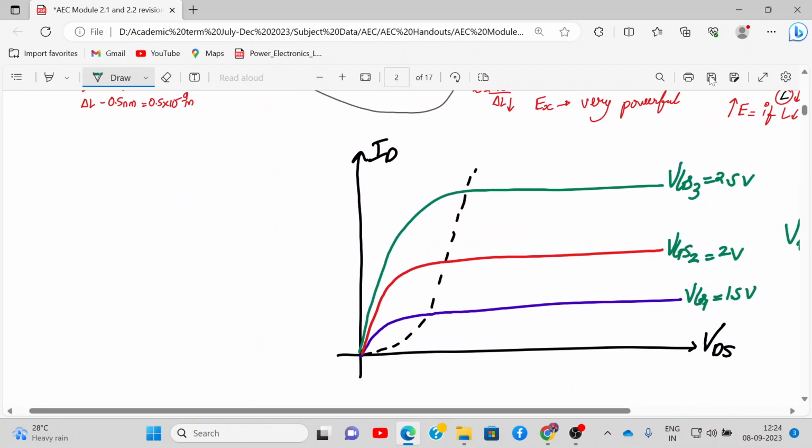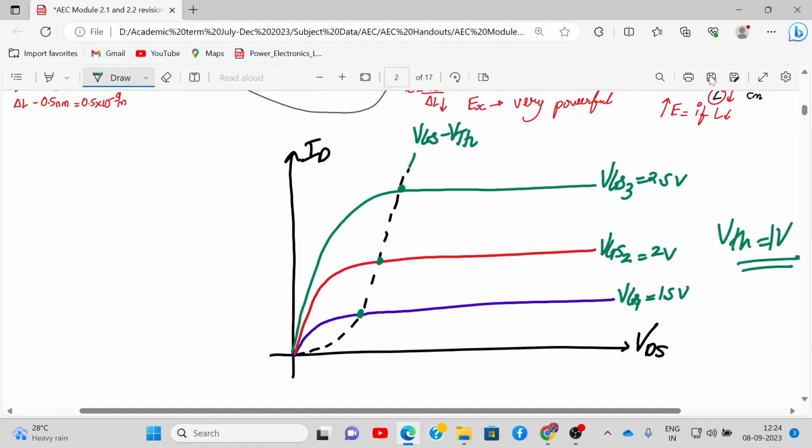Okay, now this curve is called the VGS minus VT locus. Now tell me these points, what are the values? VGS is 1.5 and VTH is 1, so this will be 0.5, right? Are you getting it? So the first curve, the saturation value, at what value of VDS does it reach? 0.5. So this will be how much? 2 minus 1, so this will be at 1 volt, right? Yes or no? And this will be 2.5 minus 1, let's consider this 3 volt, so this will be 3 minus 1, this will be 2 volt. Are you getting it?